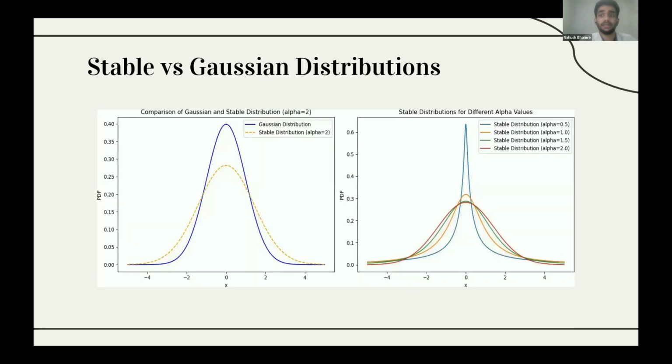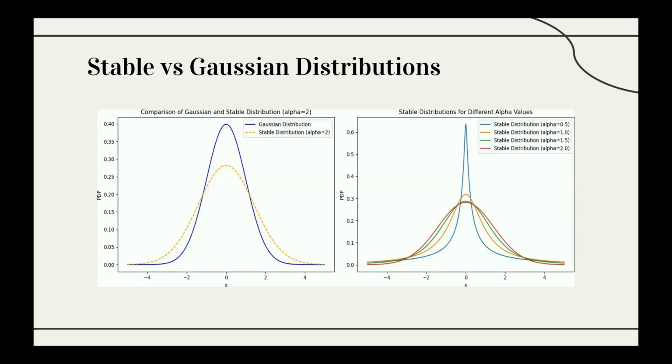So this slide illustrates the fundamental difference between Gaussian and the stable distribution and highlights how stable distribution adapt their shape based on the alpha parameter also. So on the left side, we see a direct comparison between a standard Gaussian distribution and a stable distribution with alpha equal to 2. Since alpha equals 2 corresponds to the Gaussian case in the stable distribution family, we can see that the two curves are nearly identical.